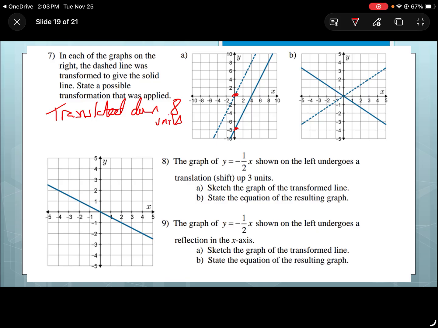For B, it's been reflected, isn't it? Reflected vertically, because it changed slope, right? It went from negative to positive, or positive to negative, sorry.